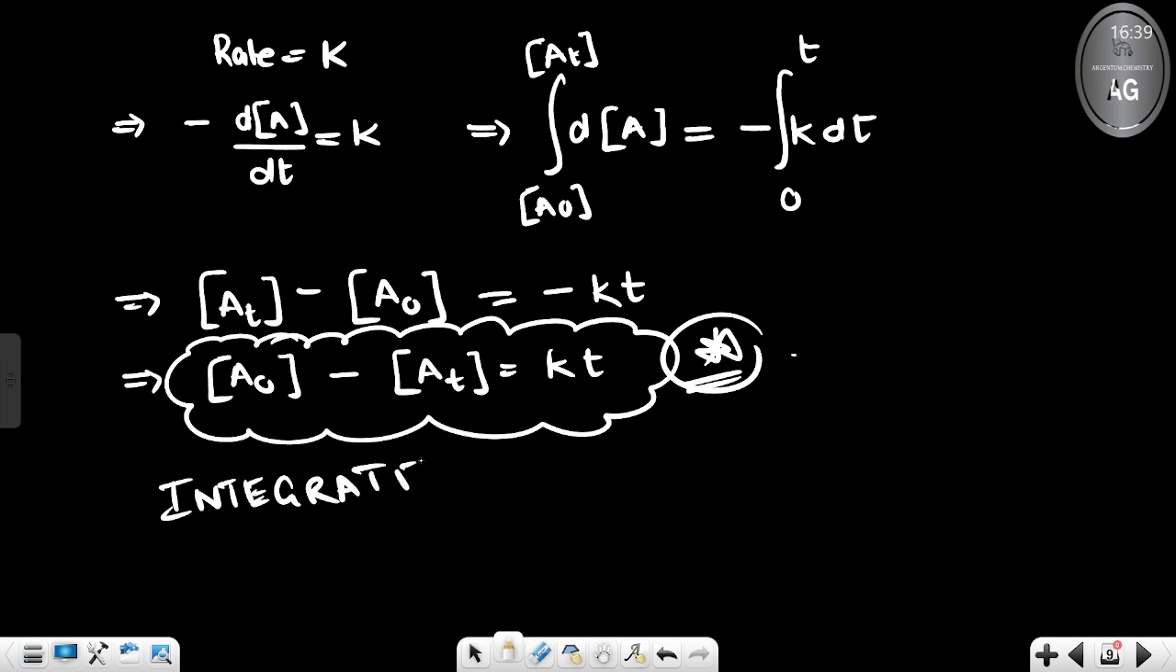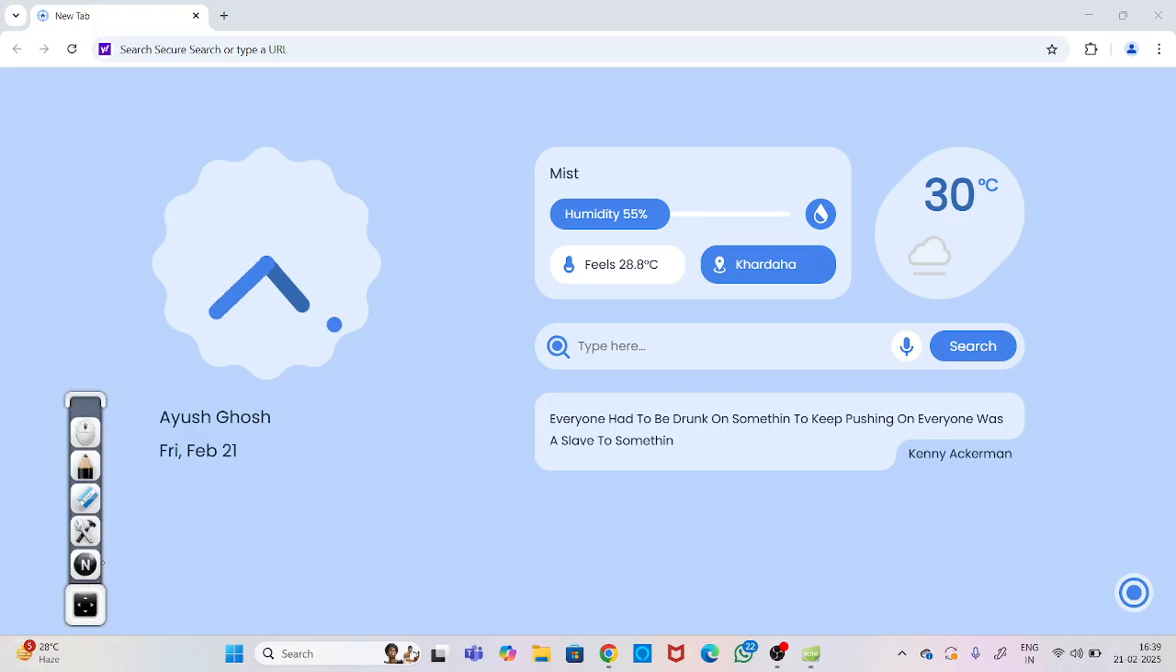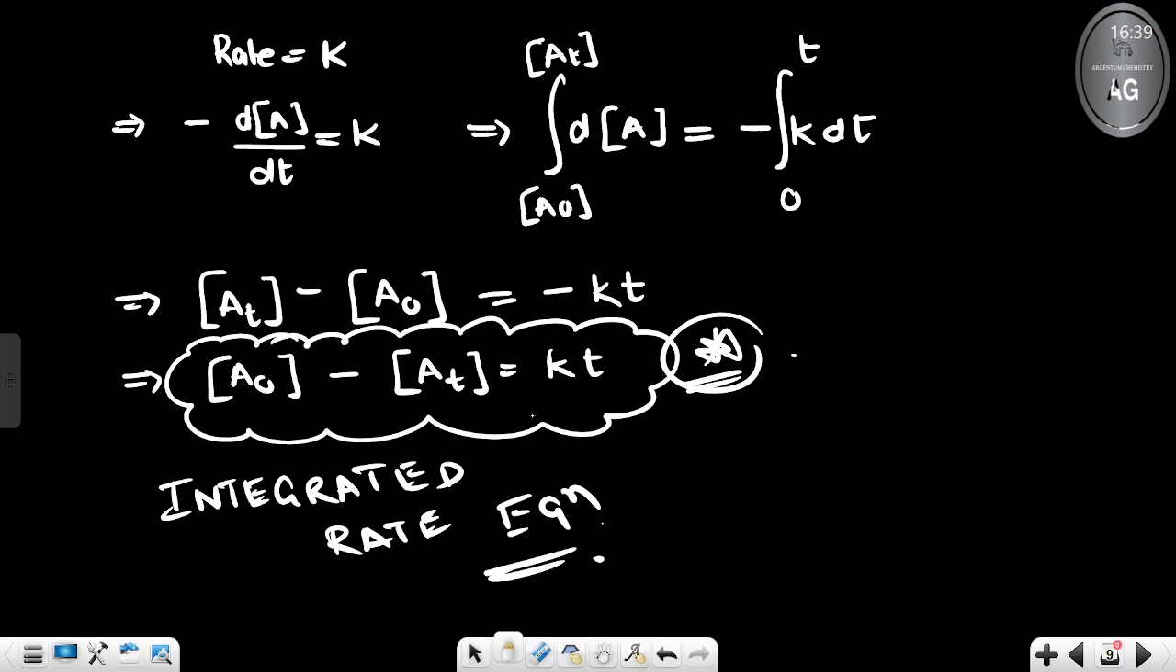What are these? Integrated rate equation. Okay, integrated rate equation, clear? Now using this formula, you can solve the numerical. Suppose it is given the initial concentration is this and the concentration of reactant is given this. Find out the rate constant. Use the formula. Clear? Any more doubts?